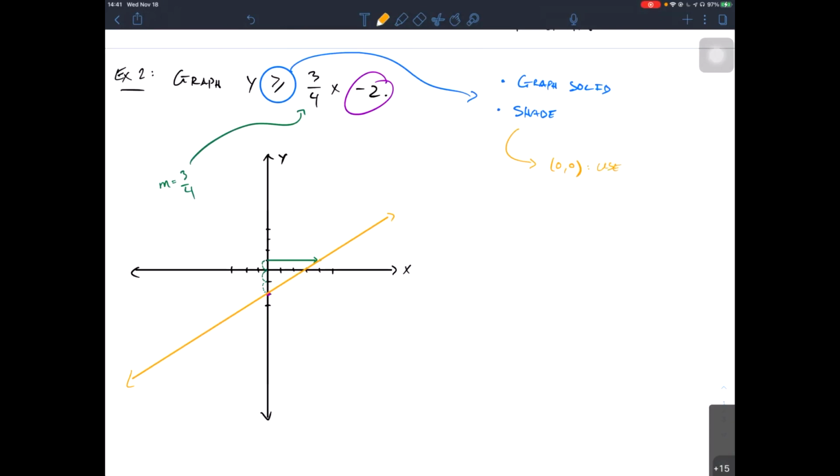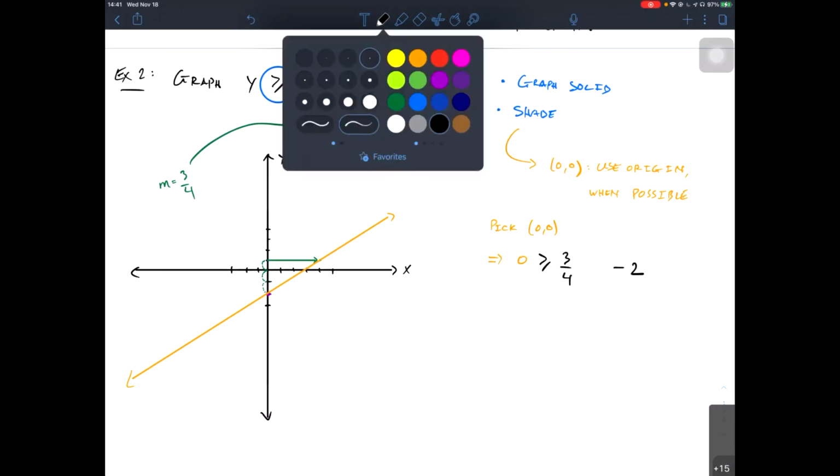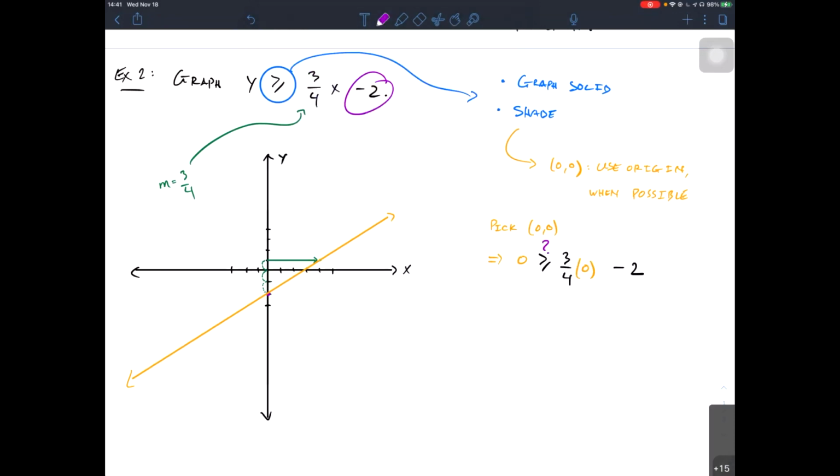Use origin if possible. Because the only reason it would not be possible is if I give you a graph that goes through the origin itself. So what do you do? You pick 0, 0, right? Step one, you pick 0, 0. That implies you plug in 0 to your equation. So 0 for y is greater than or equal to 3 over 4 times x, which is also 0. And then the big old question mark of whether this is true or not, right?